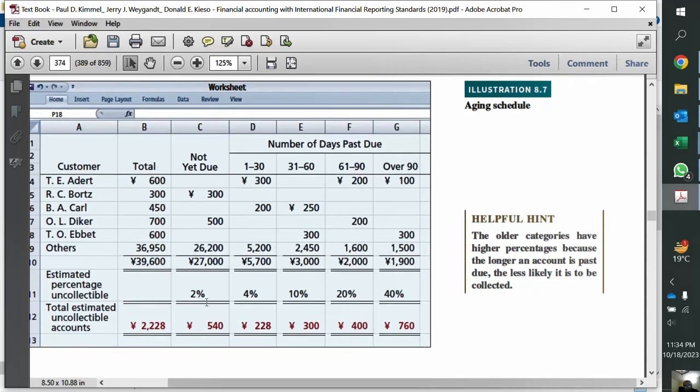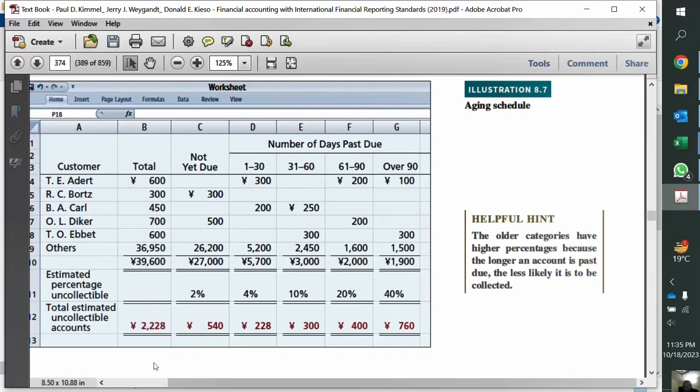So now what happens? Now we apply this 2% to the balance which is not yet due, 4% to those which are within 1 month due, 10% rate to those which are 1 to 2 months due, and then 20% and then 40%. So we apply these percentages to these amounts, and we come up with the value of bad debts in each category, and then we sum them up, and then we come up with the total balance of the allowance for bad debts account, allowance for doubtful accounts. So our balance sheet, our statement of financial position, should show account receivable of this less allowance for bad debts of this, right?